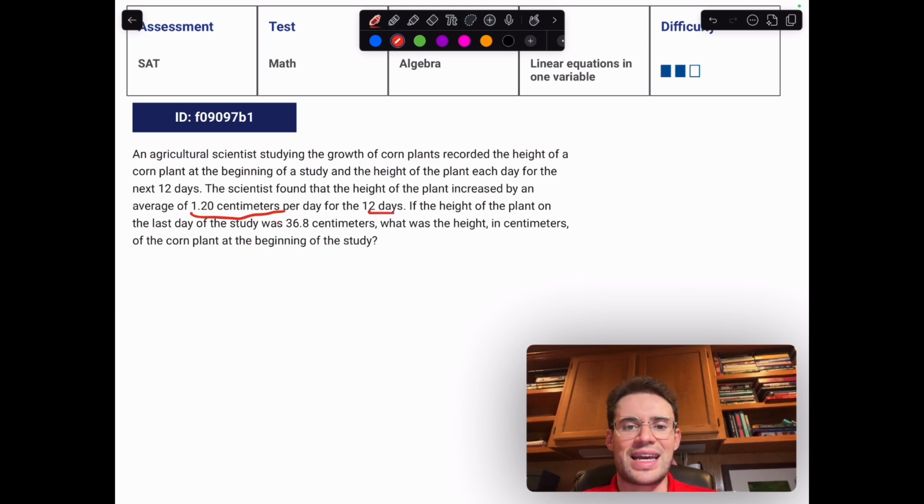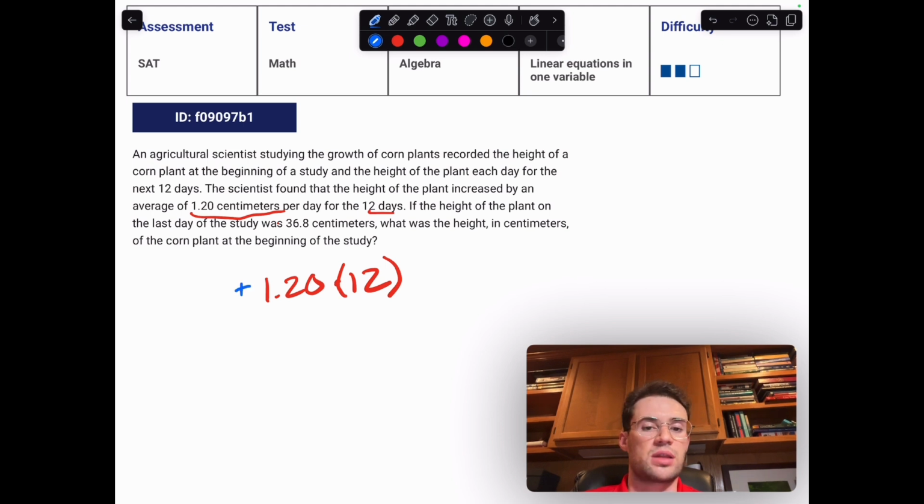So it's not on day 12. It's not like it was day 1 and then day 12. It's 12 days after it started. So you could say it's day 0 and day 12 or day 1 and day 13. It doesn't really matter. But it's going up 1.20 each day for 12 days. So this is the amount it grew, 1.2 times 12. Here, let me put that in parentheses so it's not confusing. And we're adding that to the initial height.